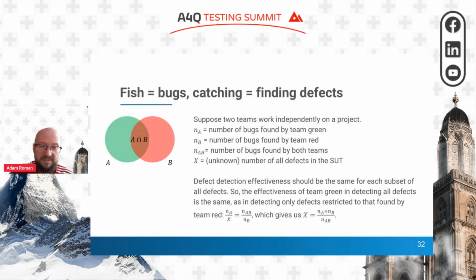So this gives us this equation, and from this equation we can easily compute this unknown x, which is the number of all defects, right? So the proportion of the number of defects found by the green team to the total number of defects is the same as the proportion of bugs found by both teams to the number of bugs found by team B, team red.